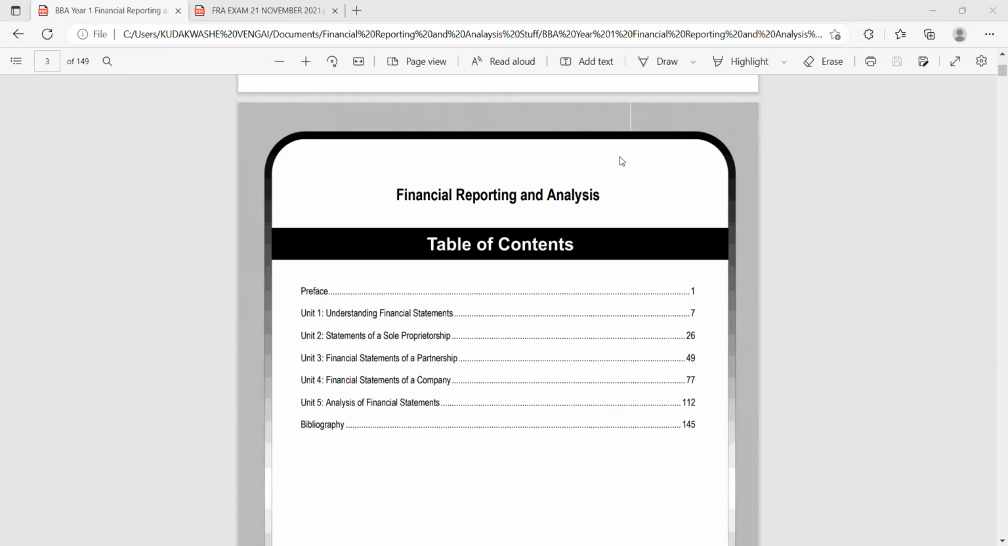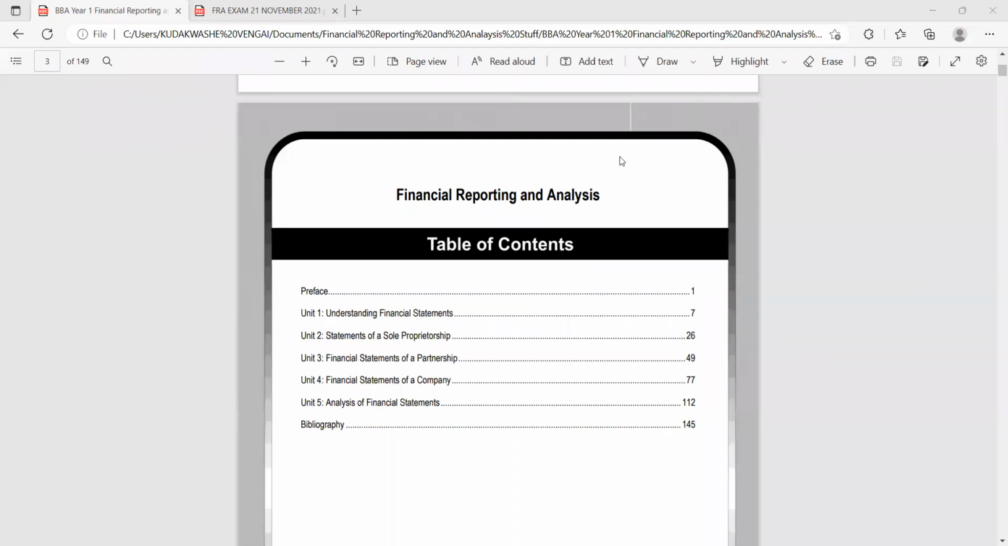Then lastly, a company. Company is the most common form of ownership that we will notice. And again, we're going to look at how you prepare the financial reports and how you analyze or represent the financial reports of a company. So those are the three organizations that we're going to look at. But there is a common thread between these three organizations.